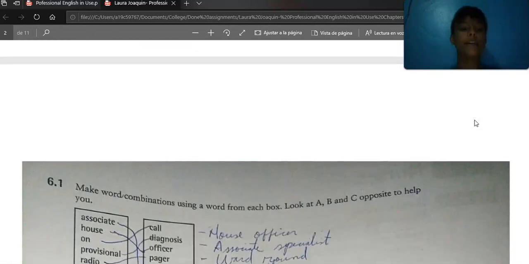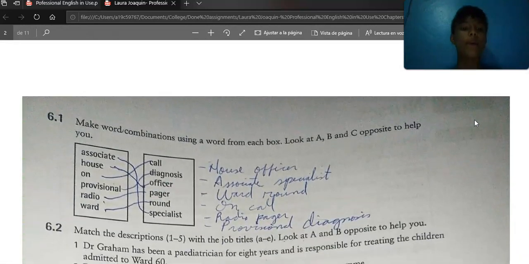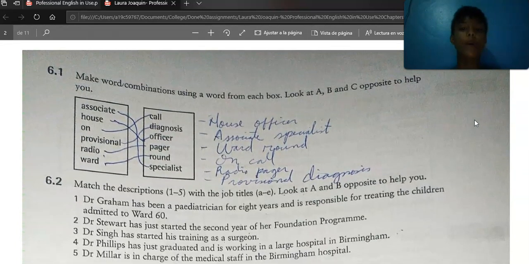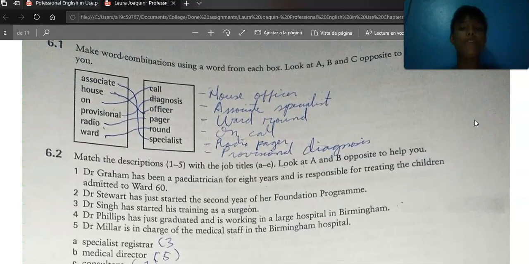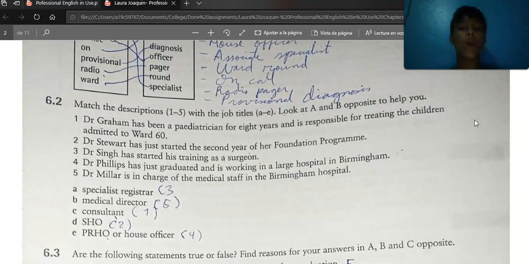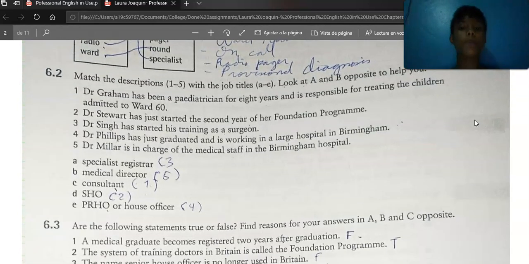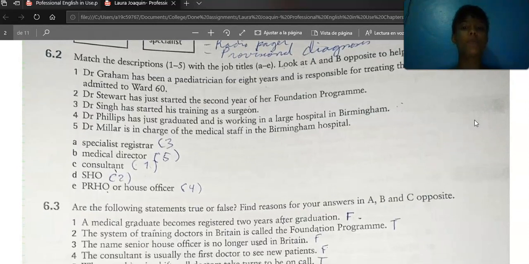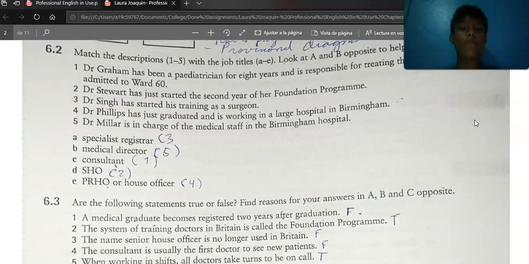Now exercises from Unit 6. Make word combinations using a word from each box. Look at B and C opposite to help you. House officer, associate specialist, ward round, on call, radio pager, provisional diagnosis. Match the descriptions 1 to 5 with the job titles A to E. Look at A and B opposite to help you.